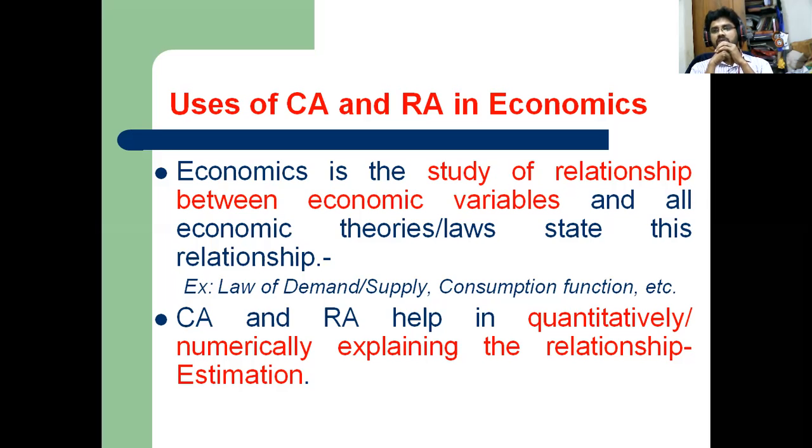If you take the consumption function, it refers to the relationship between consumption and income, right? Consumption depends on income. After applying the correlation analysis, we come to know that there is a positive relationship between consumption and income. But the doubt is, if income increases by 100 rupees, how much will consumption increase? That is the main question that arises in our economics students' minds. In that case, we can use the regression analysis.